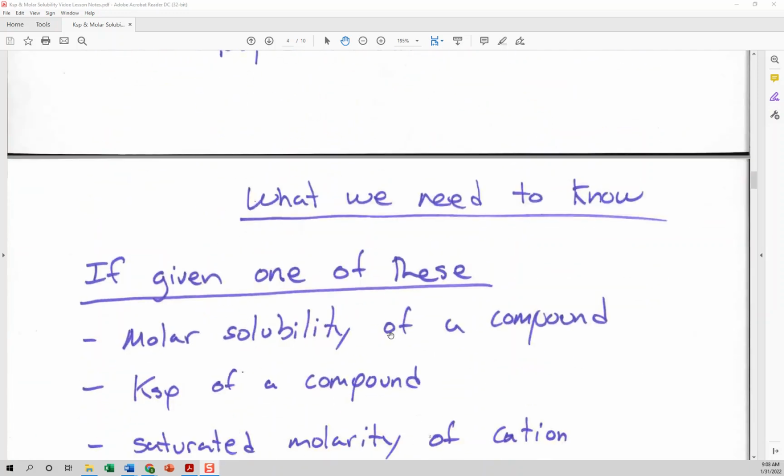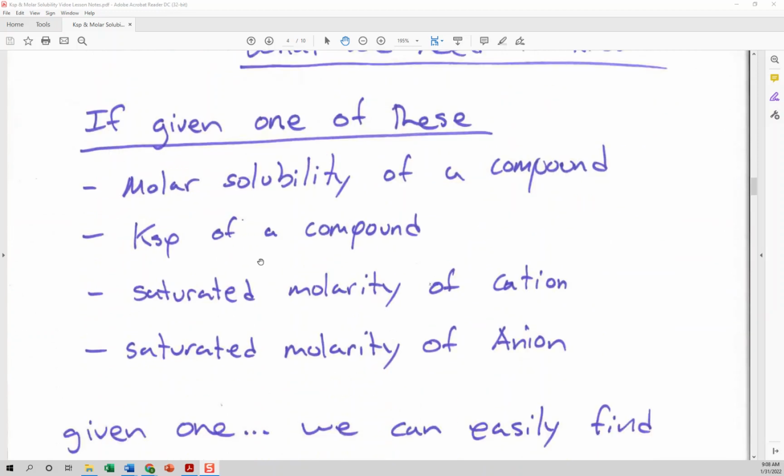So what we want to understand is that if we are given one of these values for a salt, an ionic solid, we know all the values. If you're given the molar solubility of the compound, then you can calculate the Ksp. You can also calculate the molarity of the cation in solution at equilibrium, and you can calculate the equilibrium concentration of the anion. But also understand, given one of these values, you can calculate the other 3. If you were just given the saturated concentration of the anion, you can figure out the cation using stoichiometry. You can figure out the molar solubility using stoichiometry. And then you can plug these 2 values into the Ksp expression to solve for the Ksp. So given one of these things, you can find the others. It's very easy. You just have to know the difference between the 4 different things.